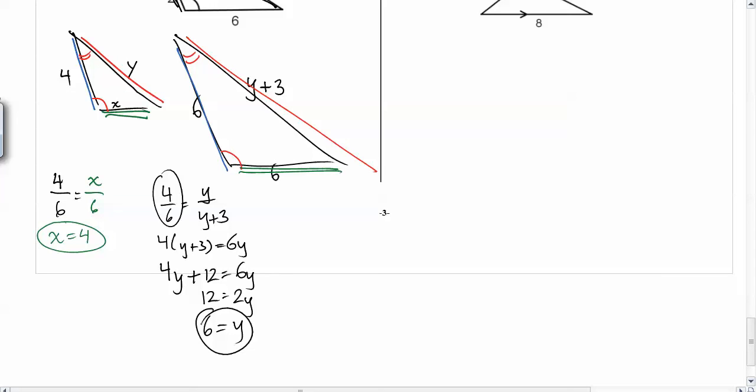Okay. I'm not going to worry about the last one right now. We'll get around to doing some more of these. We'll be doing a ton of these this unit anyway.